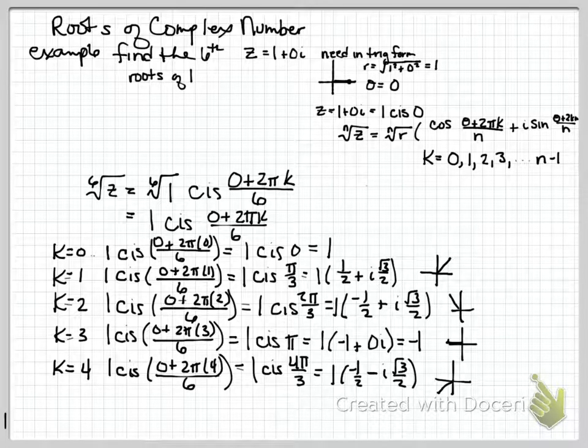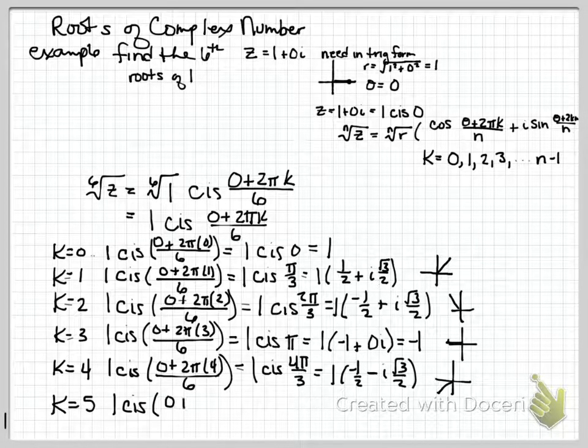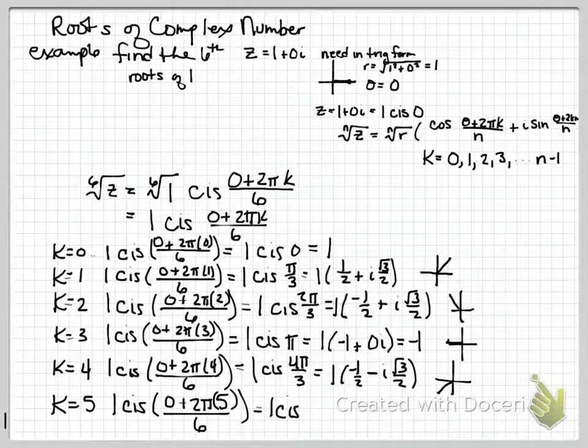Now to the last one. K equals 5. 1 CIS 0 plus 2 pi times 5 over 6. That's going to be 1 CIS. 10 over 6 reduces to 5 pi over 3. And cosine is positive at 5 pi over 3, so it's 1/2. Sine is negative.